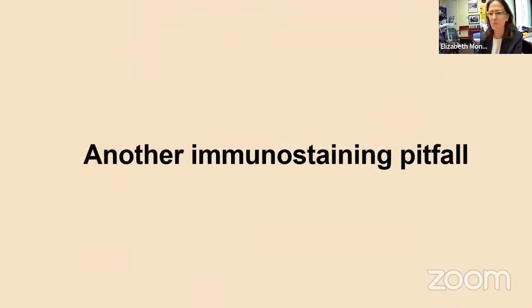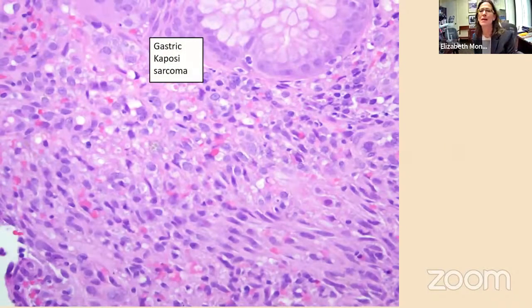Okay, let's look at another immunostaining pitfall that I hate. This happens to be a gastric Kaposi sarcoma. Of course, as you know, those can be really tricky to identify because Kaposi contains plasma cells, and gosh, so does the lamina propria of the GI tract.